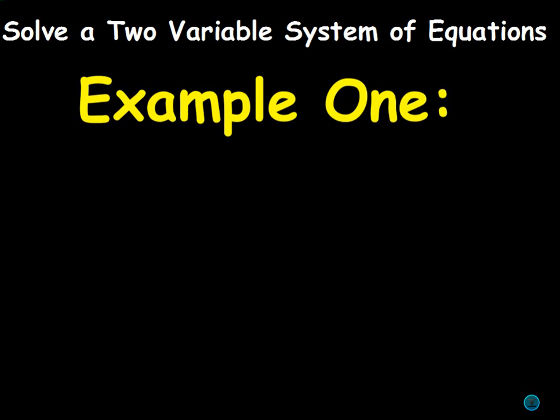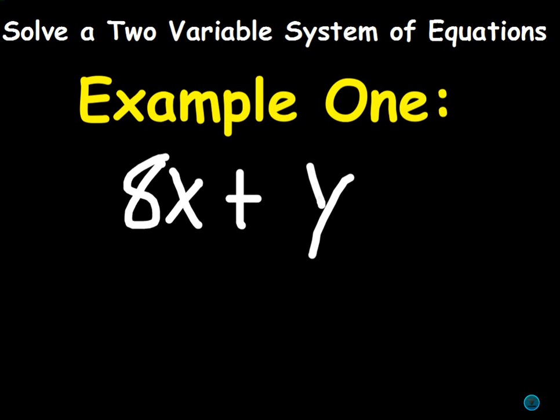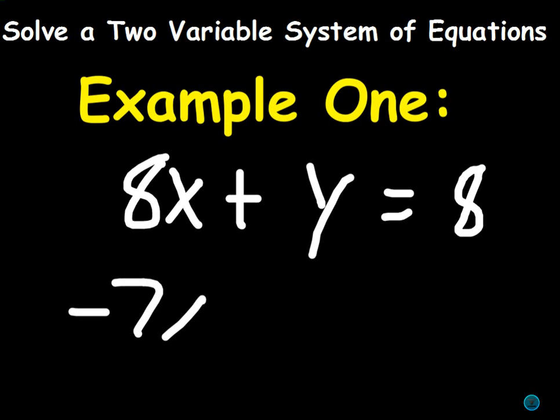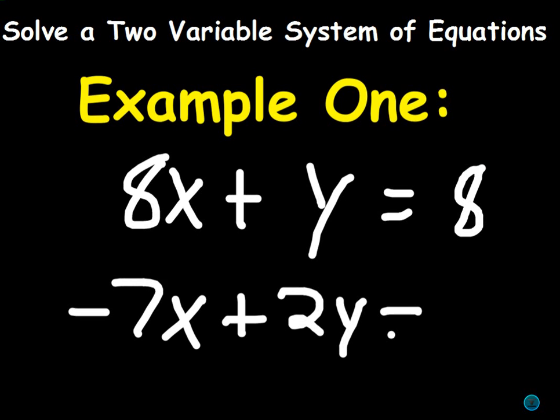So, here's the problem. We got 8x plus y, and leave a space there for a reason, equals 8. And then the next equation, negative 7x plus 2y equals 16.